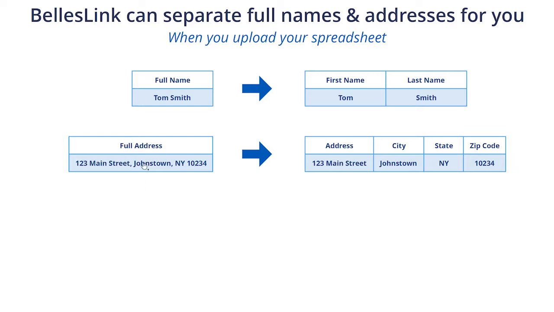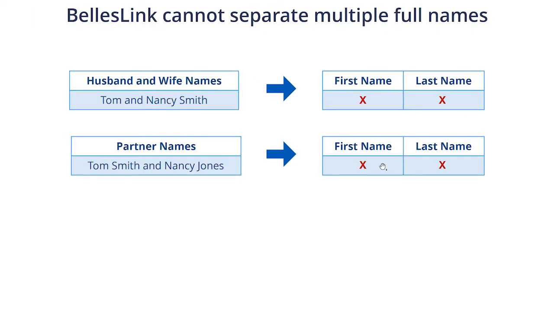If you do not have a separated address column, we can separate that for you during the processing of the file. There are some types of name combinations we cannot separate. So husband and wife names together, such as Tom and Nancy Smith, we cannot separate that accurately into first and last. Partner names, Tom Smith and Nancy Jones, cannot be separated accurately. So you will need to do those manually or use some Excel tools, some spreadsheet tools to do that.